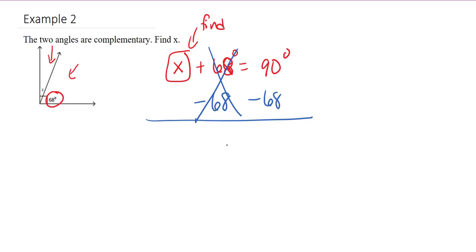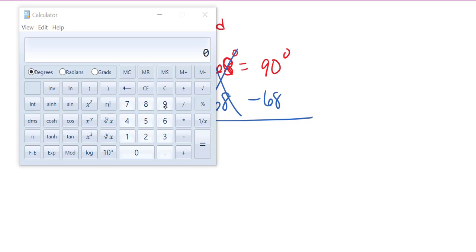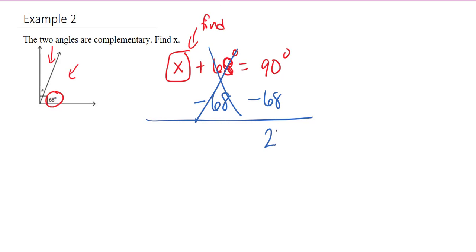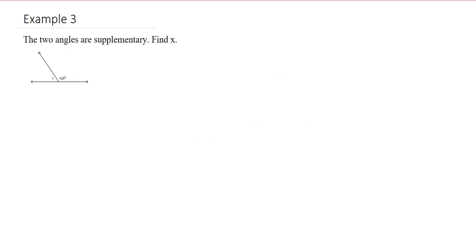So now let's just get our calculators out. 90 minus 68, and we get 22. So x is equal to 22 degrees. Now let's do example 3. The two angles are supplementary. Now find x. So we see x is here, and then we have 125 degrees. So x plus 125 degrees.